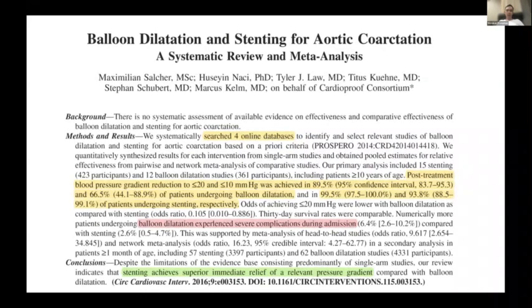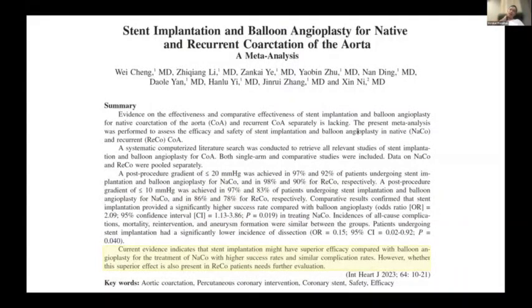We know that balloon dilatation has uncontrolled or less controllable complications compared to stenting. That was a meta-analysis from 2016, and one just recently published shows the same: if you can choose, you should try to deal with native coarctation by stenting rather than balloon dilatation only. But recoarctation is still controversial because the data does not show a superior effect of coarctation stenting in the first place for recoarctation.